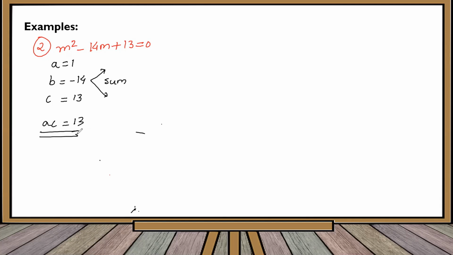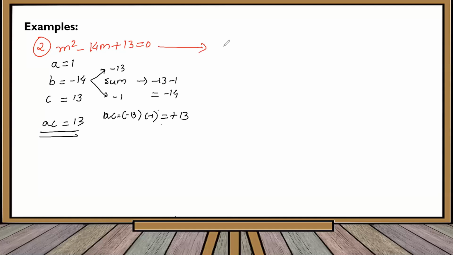13 ones is 13, and 13 plus 1 is going to be 14. But we want minus 14 over here. So can I say minus 13 and minus 1? Minus 13 minus 1, yes, it is minus 14. And if the product, a into c, is 13, then minus 13 into minus 1 is equal to plus 13. Okay, now let us solve this equation further.